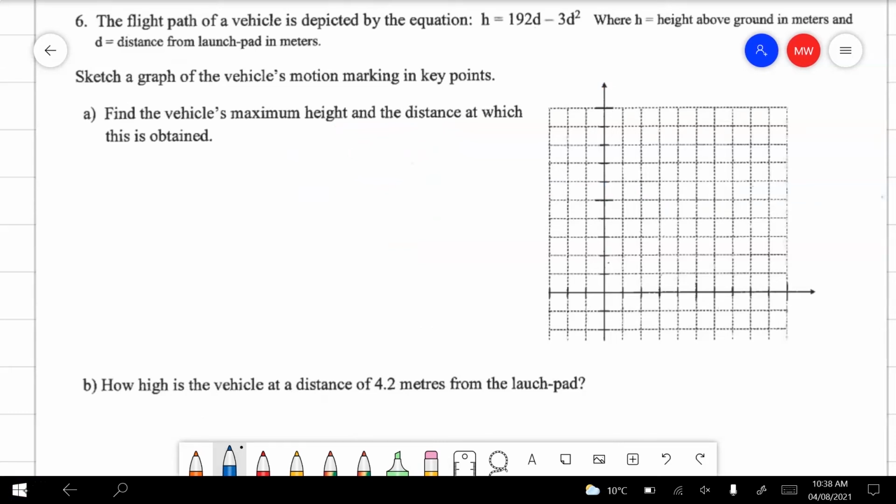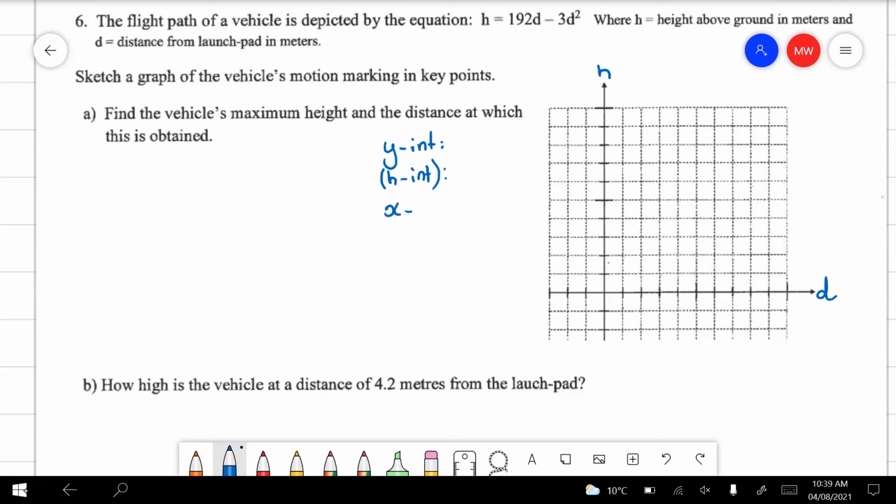Question 6 is where they're trying to give us a real-world example of where we might have a look at one of these curved lines, these quadratics. Just remember that even though there's all these words here, we're still looking for exactly the same things as in every other question. We're looking for y-intercepts, which this time we're going to call h-intercepts because we've got height this time and we've got distance. I'm just going to leave it as a y so that it's not as confusing.